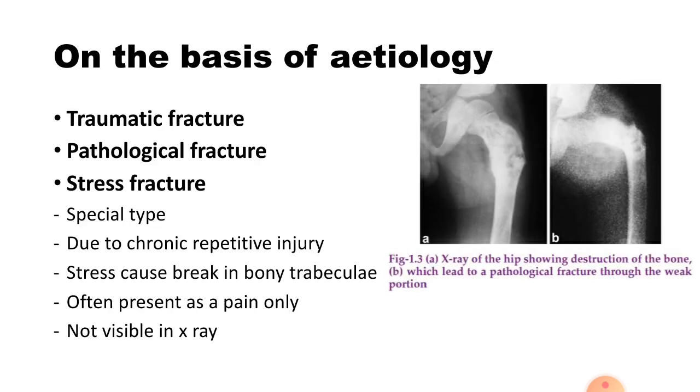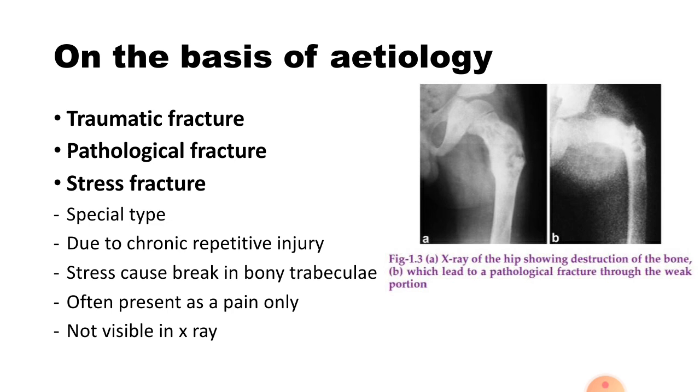Now, first, on the basis of etiology. So, these are some causes which will cause a fracture. First is traumatic fracture, which results from any traumatic injury like a road traffic accident, right? So the bone will be totally normal, but the fracture will occur due to a traumatic event, which will cause a break in continuity of the bone.